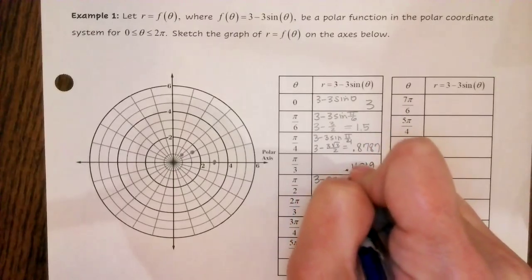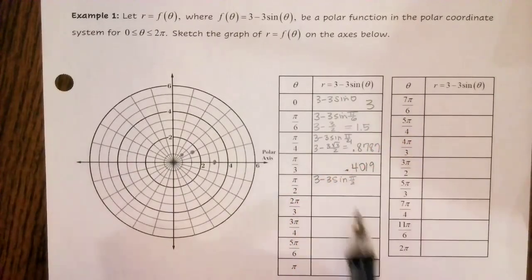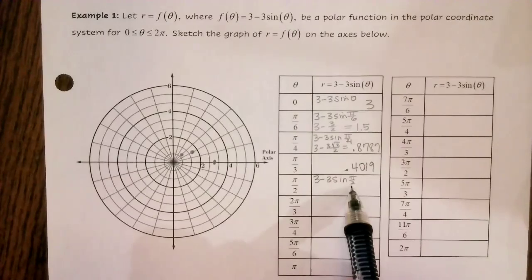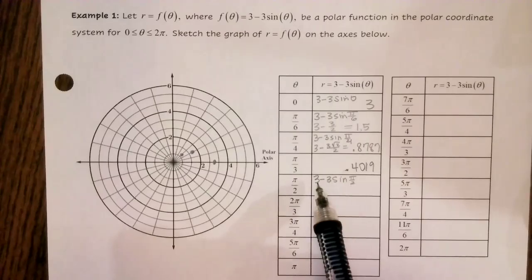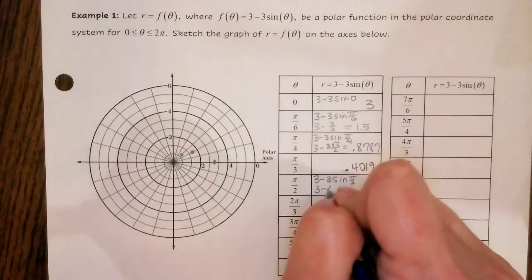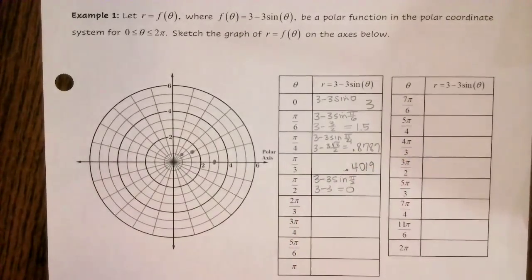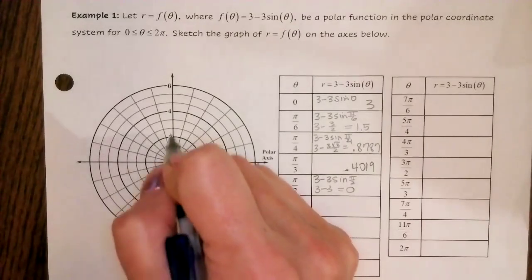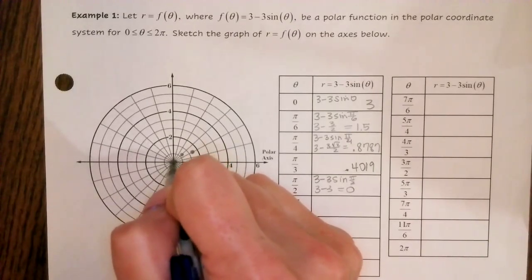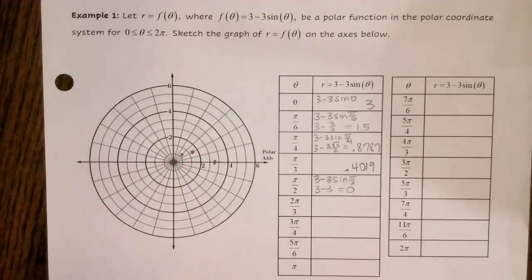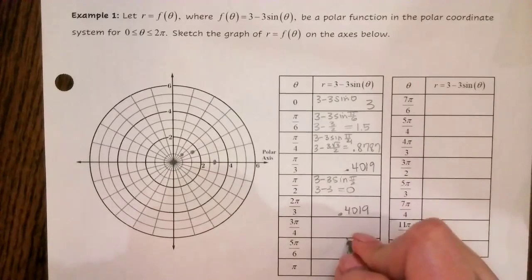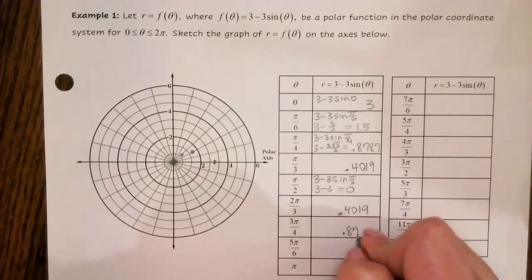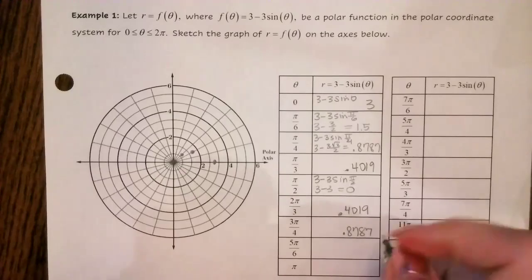Now this one's an easy one for you to do. 3 minus 3 sine of pi over 2. The sine of pi over 2 is 1, times negative 3 would give us negative 3, so we get 3 minus 3, which is 0. So at pi over 2, which is this one right here, we are at the pole, so that gives us that point right there. Again, I'll give you a couple more points for the decimal ones, just to move us along.